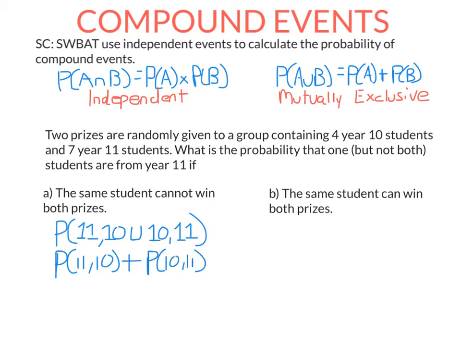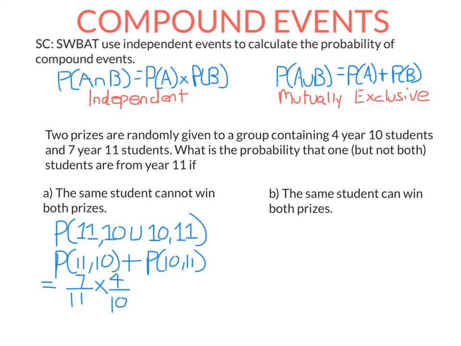So the probability that the first student is from Year 11, well, there are 7 Year 11 students and there are 7 plus 4, 11 in total. So that would be 7 over 11. Now, what would be the probability that the second student is from Year 10, given that the first student is from Year 11? Well, if the same student cannot win both prizes, that means after the first Year 11 student wins a prize, there's 10 more to choose from, and 4 of those are in Year 10. So this is the probability the second student's from Year 10, given that the first was from Year 11.